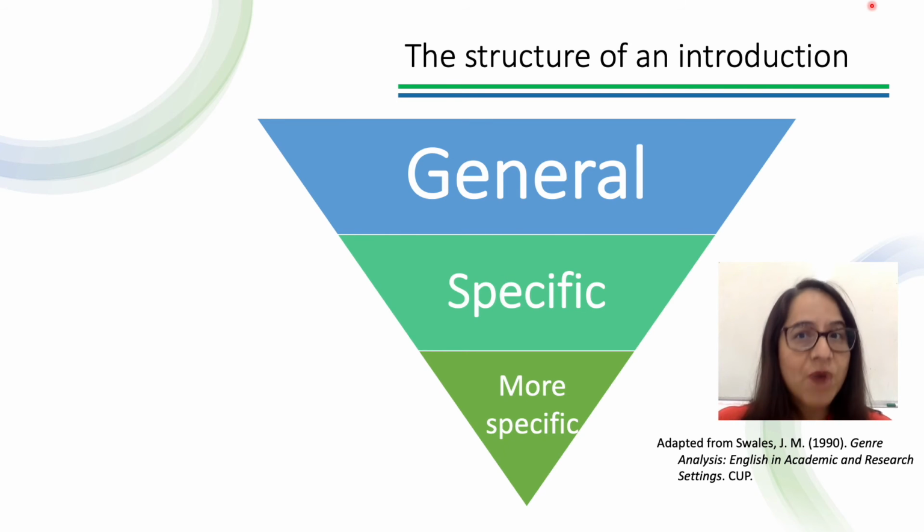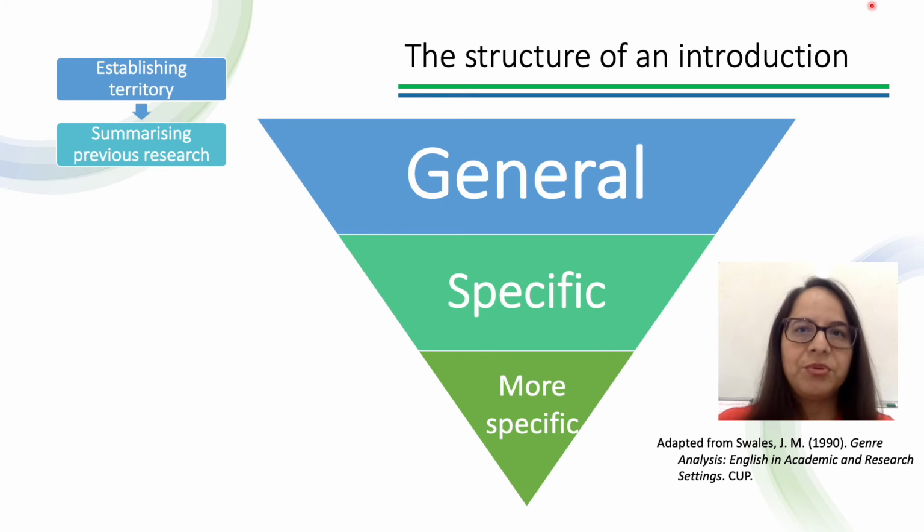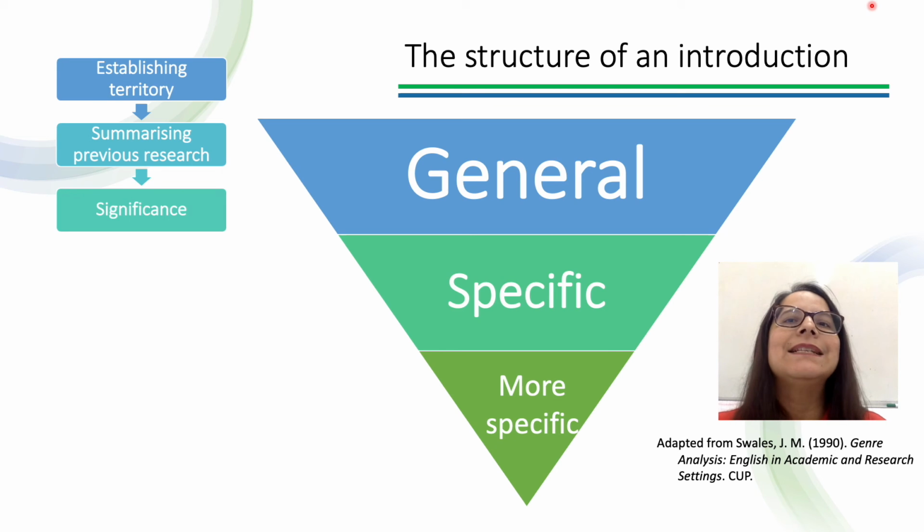Therefore, when writing an introduction, we first need to establish the territory of our topic, that is, the field of study. And then, we should summarize the most relevant recent previous research about our topic, that is, what has been done so far. Next thing to do is usually explaining the significance of our study. That is, why is it important to conduct research about our topic? How is it that we are contributing to the field?